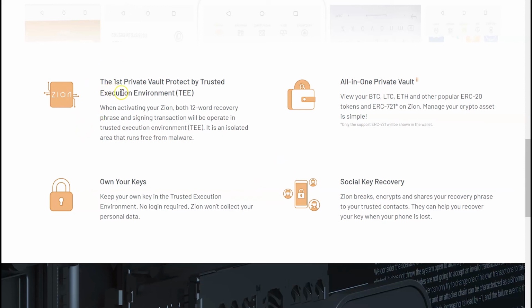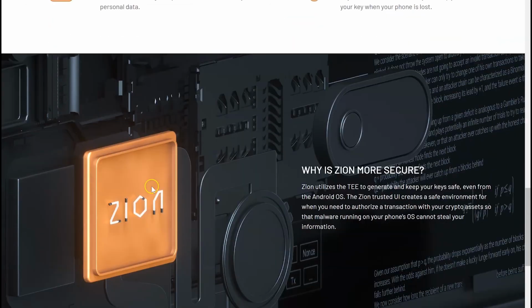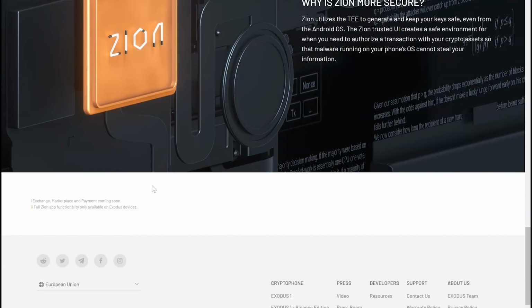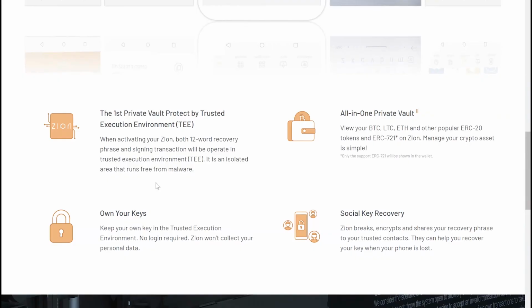All right. So look, the first private vault protected and trusted by execution environment. When activating your Zion, both the 12-word recovery phrase and signing transaction will operate in a trusted execution environment. It is an isolated area that runs free from malware. All in one private vault. Social key recovery, your own keys. You know, if you don't own your keys, you don't own your crypto.